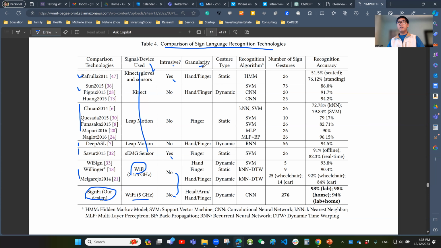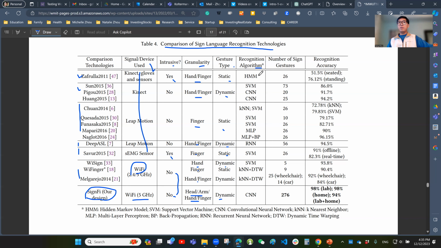Now let's go to granularity. You see this is hand, finger, hand, finger, finger, hand, finger, finger, hand, finger, hand, finger. Our solution has head, arm, hand, finger. So we cover more actions or activities, from head, arm, hand, and finger. So we do have an advantage here. Gesture types: static, dynamic, static, dynamic, static, dynamic, and we're dynamic. With hand gestures, you can move around to sign words.